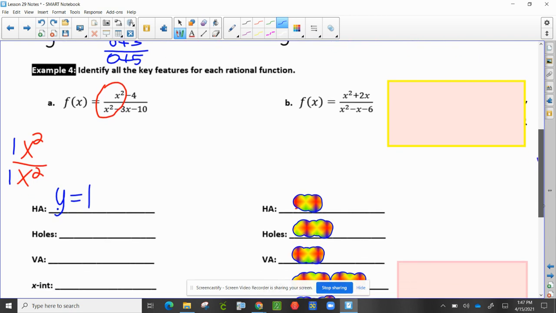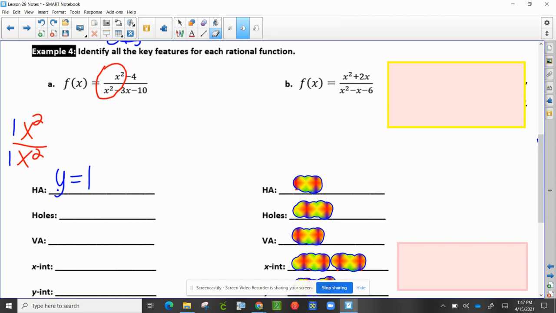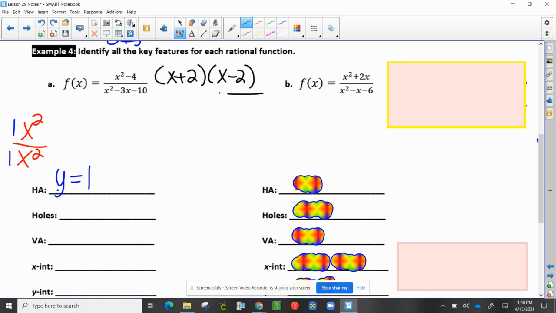Okay, next up, let's do our vertical asymptotes and our holes. That means we have to factor this expression. x squared minus 4 is the difference of squares: (x plus 2)(x minus 2). For that trinomial, we're going to get factors of negative 10 that add to negative 3. That should be negative 5 and positive 2. So (x minus 5)(x plus 2).